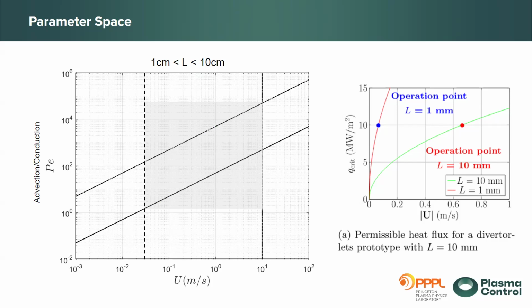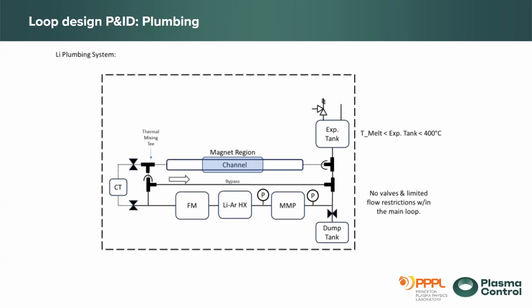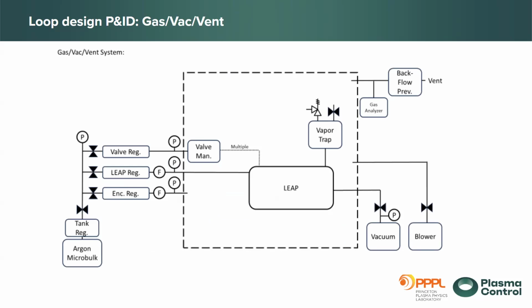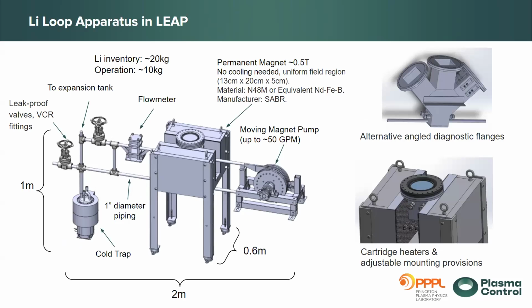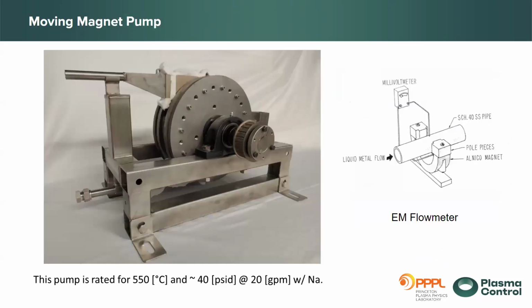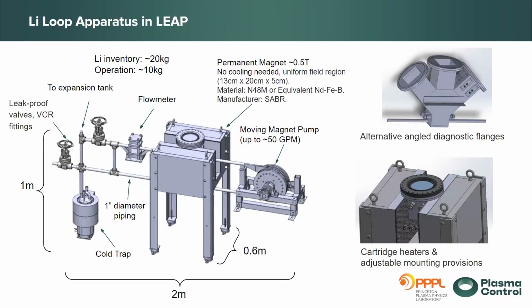So using the same tool, you can see the gray box is where the operating parameters for LEAP are, and it's definitely reactor relevant, I would argue. Okay, because of time, I'm going to skip some of the loop designs here, but the key takeaway is that we do have all these plumbing system designs for the plumbing, the gas ventilation, electricity, and some basic drawings for all these designs. And we're currently working on the design reviews for these components.